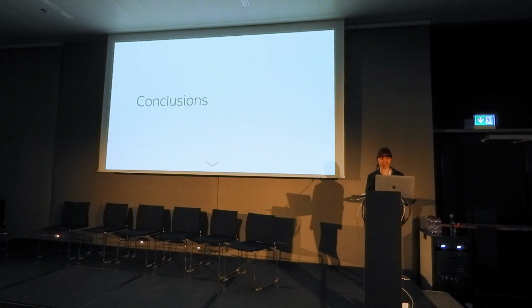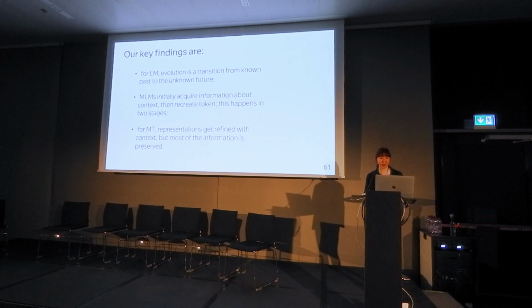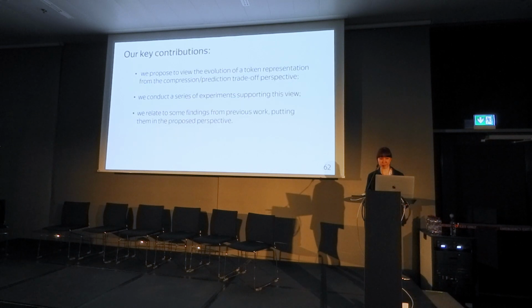So finally, conclusions. We find that for the language model, evolution is a transition from the known past to the known future. Masked language models initially acquire information from context, then they create the token, and this happens in two stages: context encoding and token reconstruction. And for machine translation, representations get refined with context, but most of the information is preserved. Our contributions: we propose to view the evolution of token representations from the information bottleneck perspective. We conduct a series of experiments supporting this view, and we relate to some findings from previous work, trying to explain them.